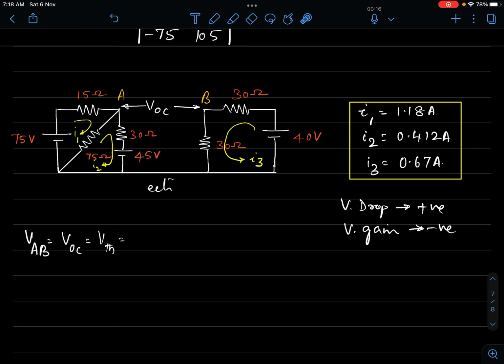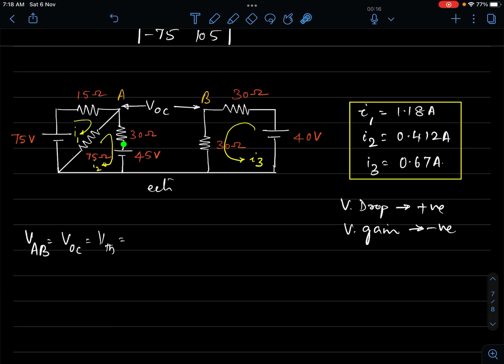That way also you can go. All you have to do is go from A to B via any path that you choose. Let me take A to this point, and then this shortest possible route. So if I start from A, I go to 30 ohms. The direction of flow of current I2 is downwards, because I was able to get I2 to be positive, which goes to say that the assumed direction of flow of current is correct.